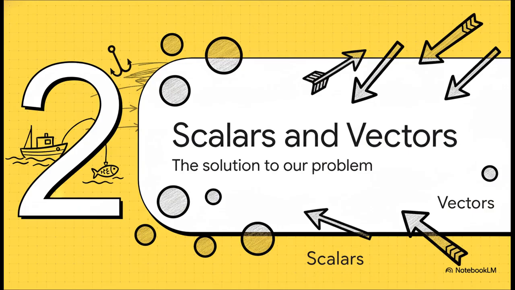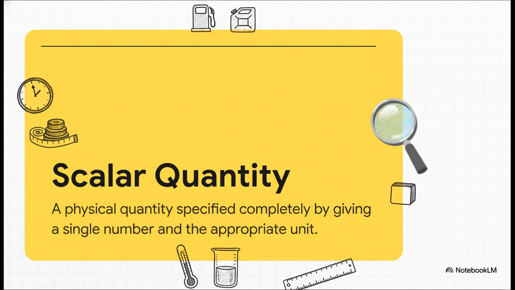The answer to our little fishing problem lies in understanding the difference between something called a scalar and something called a vector. Okay, so first up, let's talk about this scalar. It might sound like a super fancy scientific word, but it's something you and I use constantly every single day. A scalar is basically any quantity that's fully described by just its magnitude, that is, a number and its unit. It simply answers the question, how much?